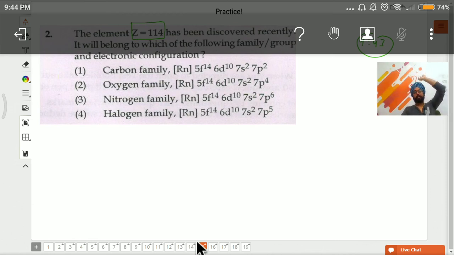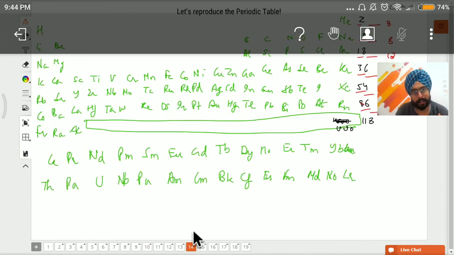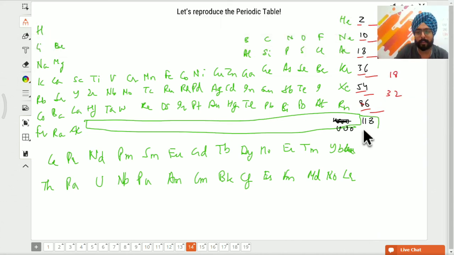Instead of using your brains and trying to make a lot of stuff in your mind itself, go to the periodic table that you've drawn in front of the paper, in the beginning of the paper. This is 118. What is this going to be? 117, 116, 115, 114. As simple as that. If you had the periodic table right in front of you, this took not more than 2 seconds.